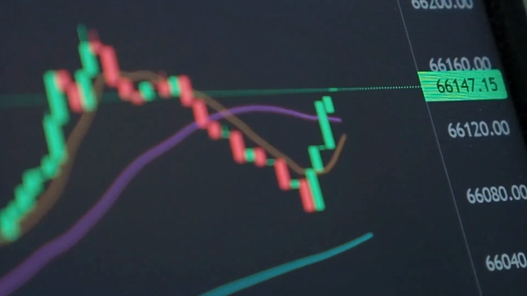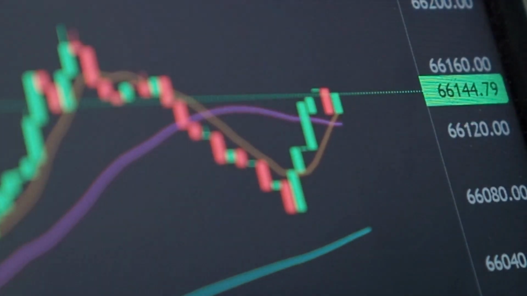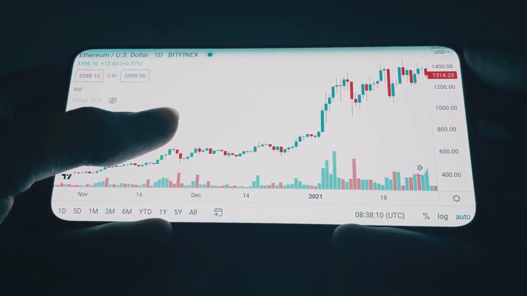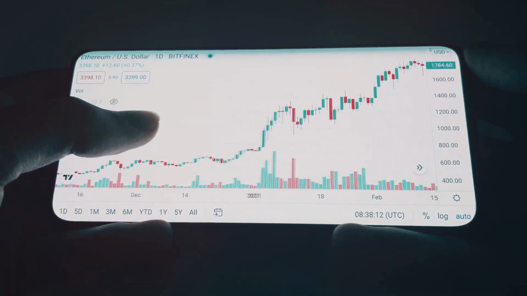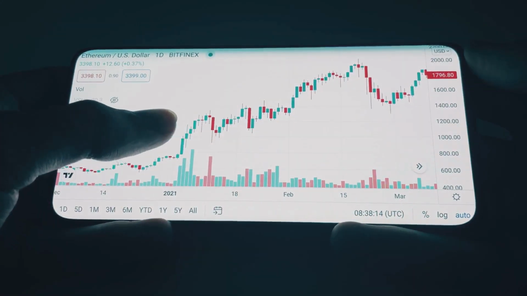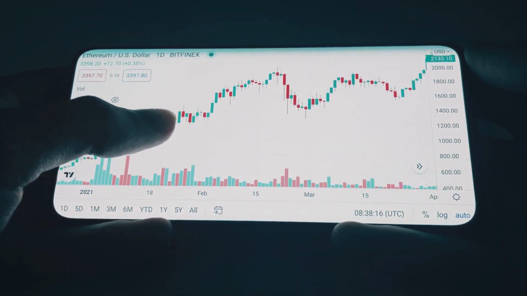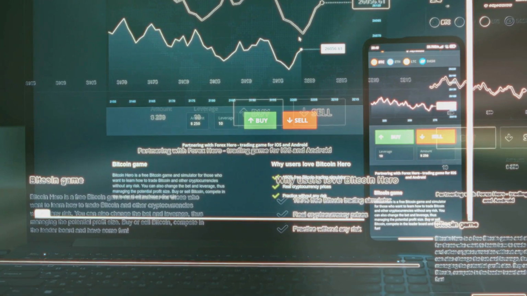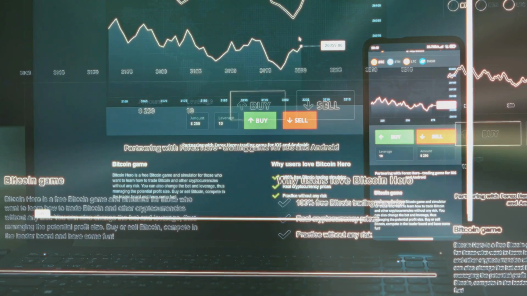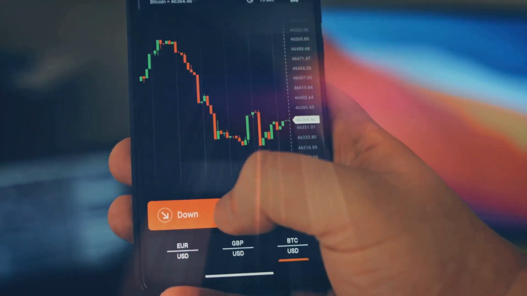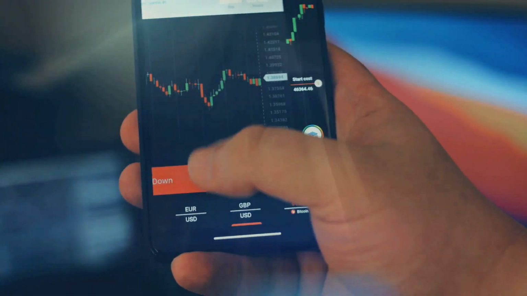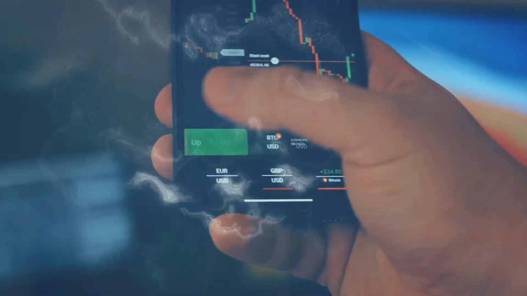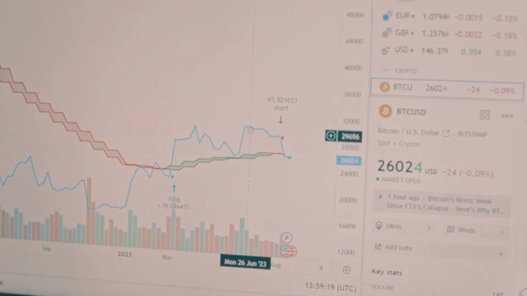How to read MACD crossovers. The MACD line crossing above or below the signal line provides important signals. Bullish crossover. When the MACD line crosses above the signal line, it is seen as a buy signal because it suggests increasing upward momentum. Bearish crossover. When the MACD line crosses below the signal line, it is seen as a sell signal because it indicates weakening upward momentum or increasing downward momentum.